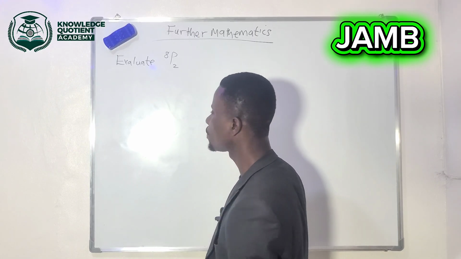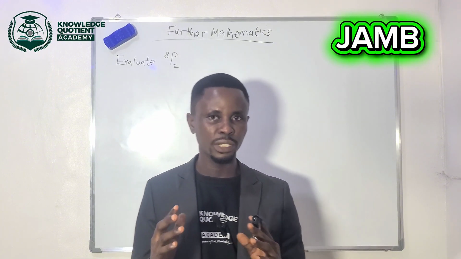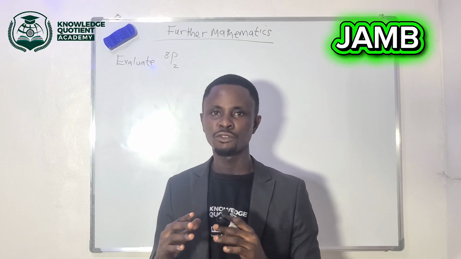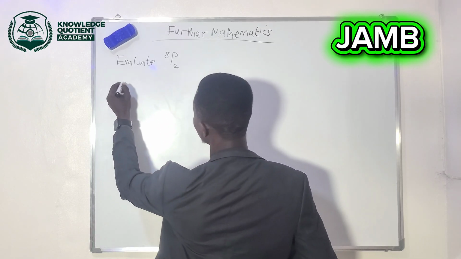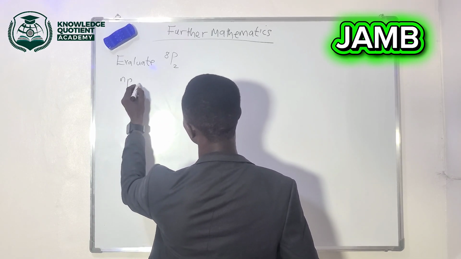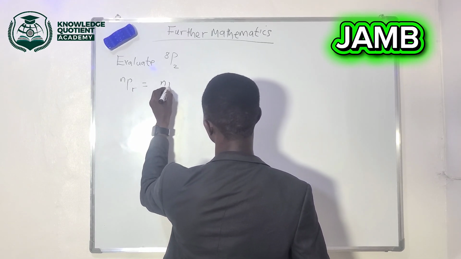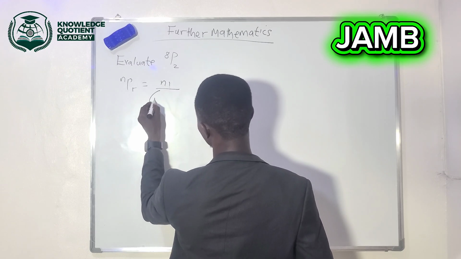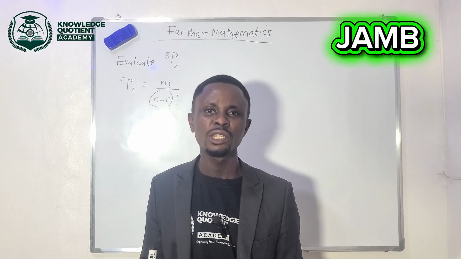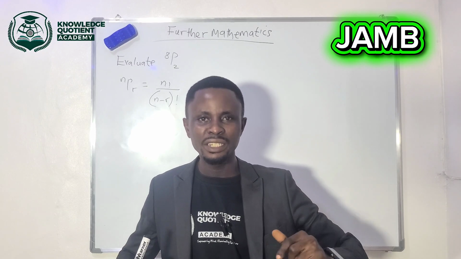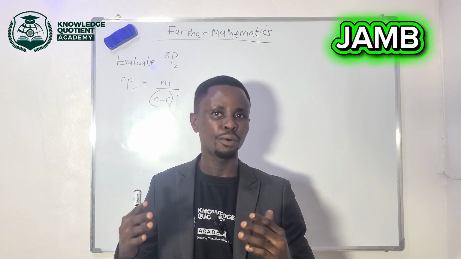The first thing you need to do, let's establish one or two things. Let's know the formula for permutation. Today we'll be talking about only permutation. So the formula for permutation is n permutation r is equal to n factorial all over open bracket n minus r close bracket everything factorial. Factorial basically means multiplying a number by a positive integer below it.